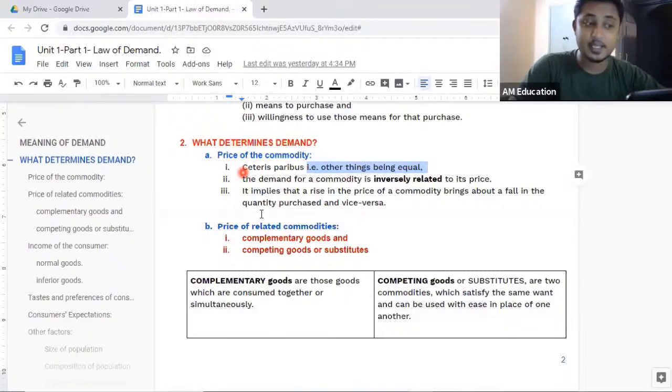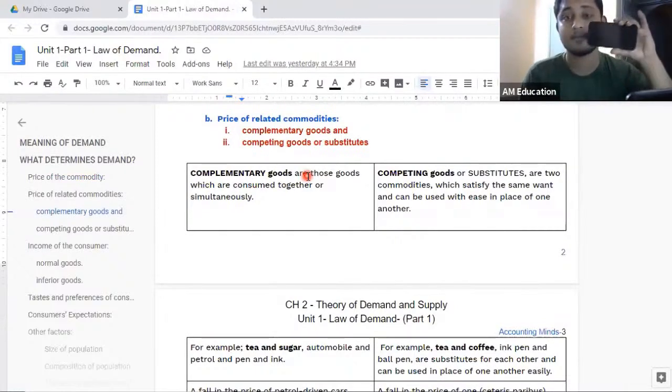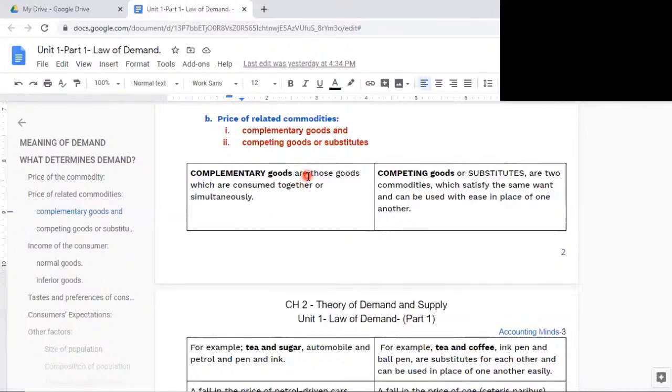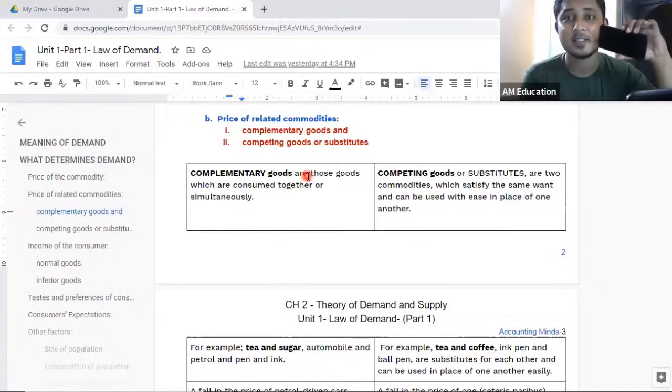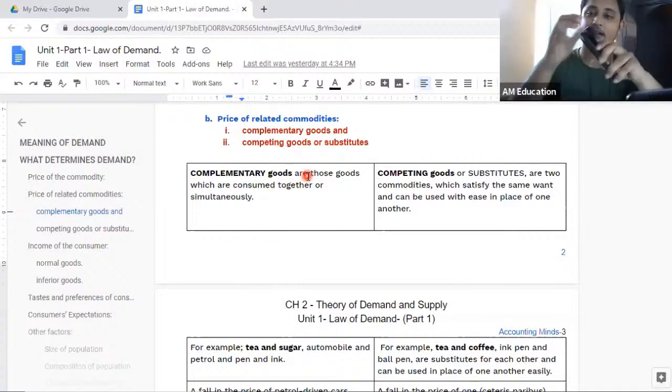The next thing is the price of related commodities. What are the commodities related to this phone? Any phone. The other related commodities to this phone. I would give an example. A charger. Anything else? Earphones. Anything else? This case. The case, right? Back cases.